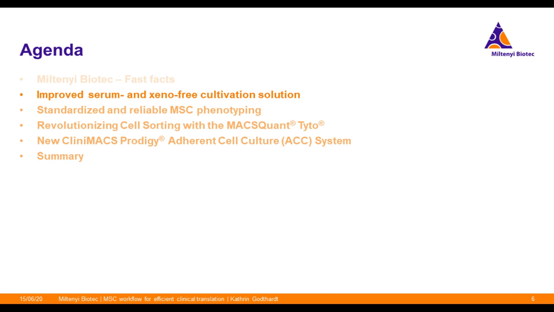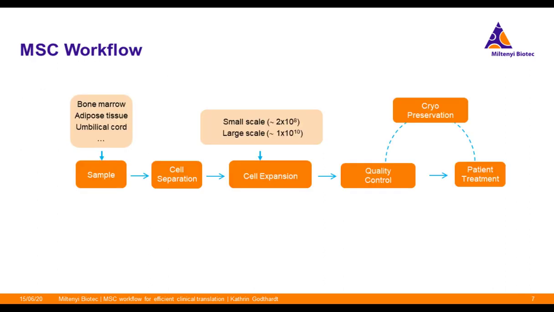Let's come now to the part of the MSC workflow we would like to talk about today. So the improved xeno-free cultivation solution I would like to focus on now. So first, to come to the MSC workflow, which is worked on at many different labs all over the world. Starting with the sample, the primary tissues, so bone marrow, adipose tissue, umbilical cord, all these tissues are quite bearing some mesenchymal stromal stem cells.